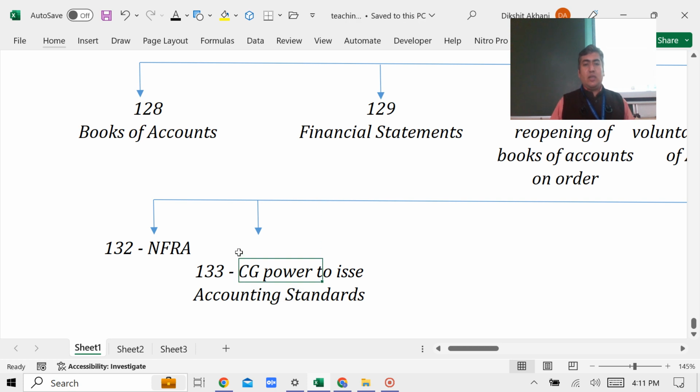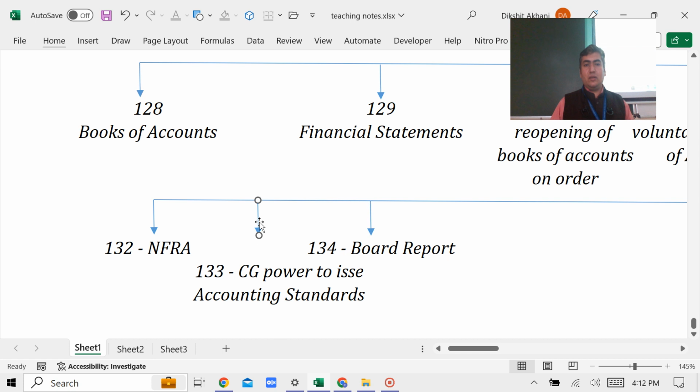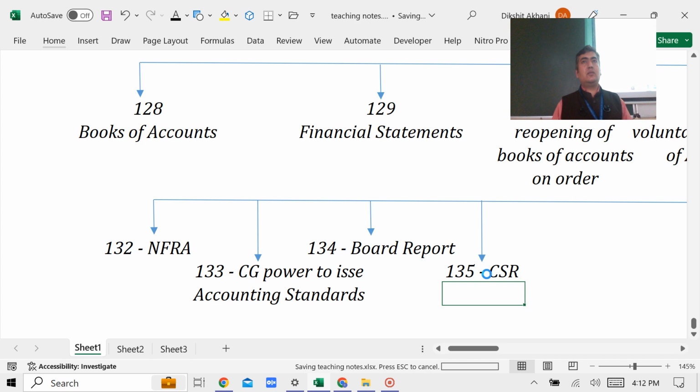Okay. Section 134 is talking about board report. Board report and other related provisions. Okay. Now, what is 135? 135 is, I think, one of the lengthiest provisions. 135 is about CSR. What do you mean by CSR? Corporate Social Responsibility. ठीक है?